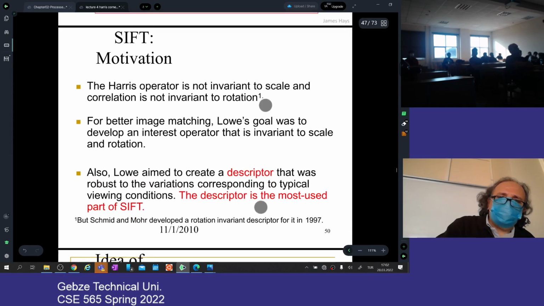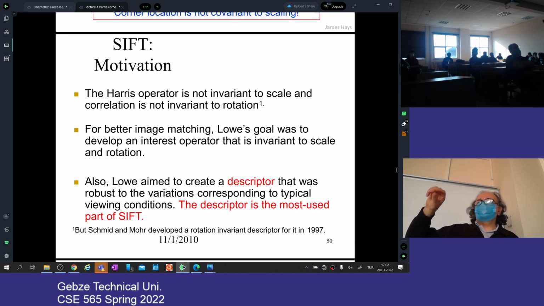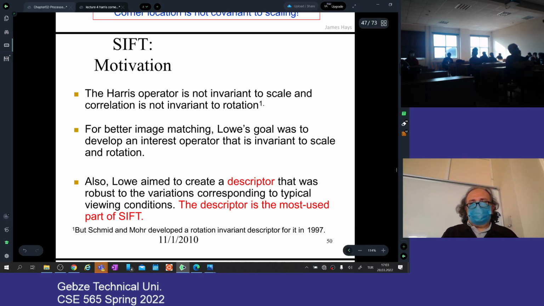So the motivation of SIFT is this. The Harris operator is not invariant to scale, and correlation is not invariant to rotation. So I am going to develop an interest operator, a distinctive feature detector operator that is invariant to scale and rotation. Whenever you scale your image, make it smaller, larger, or rotate it, I am going to find the same point. And for each point, I am going to give you a descriptor.